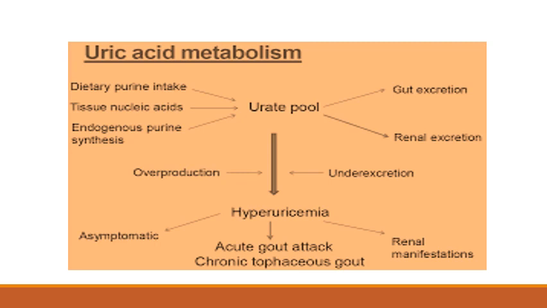So let's look at uric acid metabolism. You have what is known as the urate pool, and the factors contributing to an increase in the urate pool are, first, the dietary intake; secondly, the tissue breakdown of nucleic acid; and thirdly, the endogenous synthesis of purines. How much moves out of this urate pool depends upon the excretion in the gut and also the renal excretion.